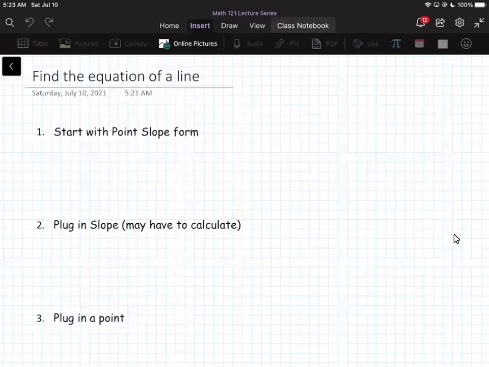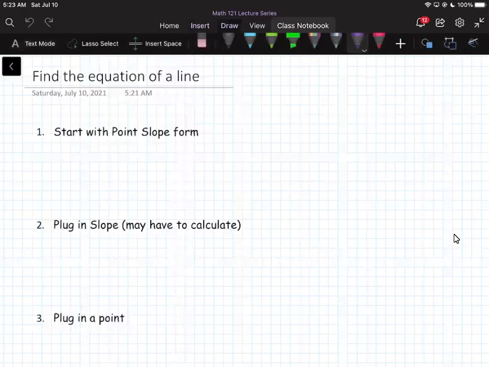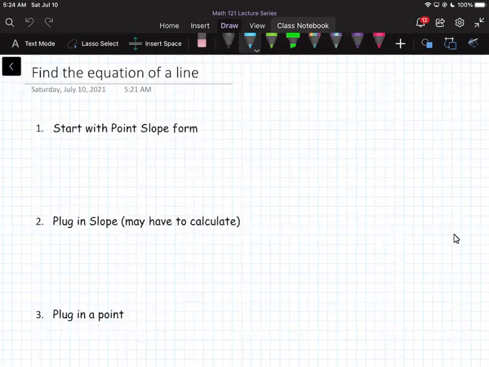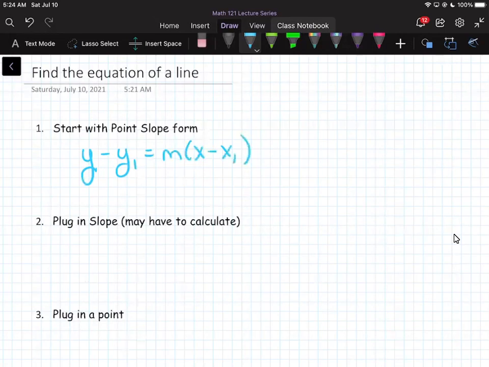In this video, we'll be looking at how to find the equation of a line when given certain information. Anytime you see the words find the equation of the line, these are the 4 steps you can follow. The first is to start with point slope form. Point slope form is y minus y1 equals m times x minus x1. So anytime the question asks you to find the point slope form, to find the equation of the line, begin with this point slope form.